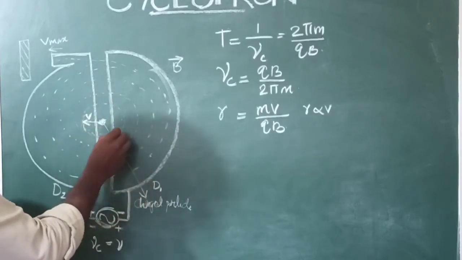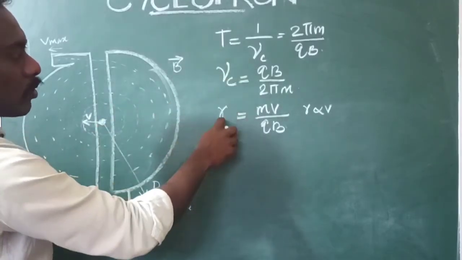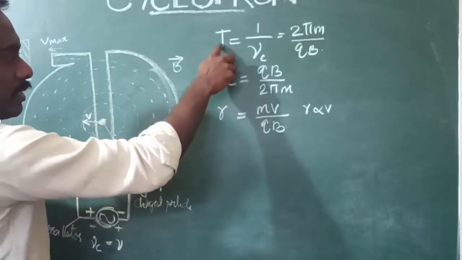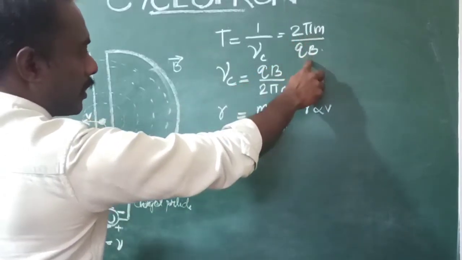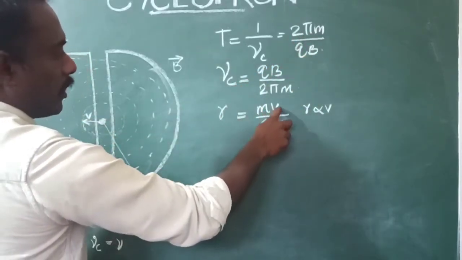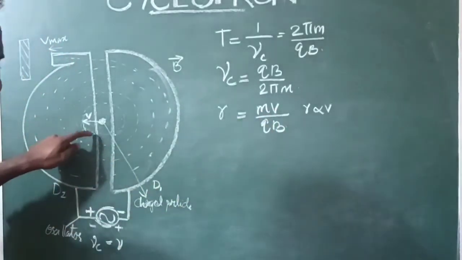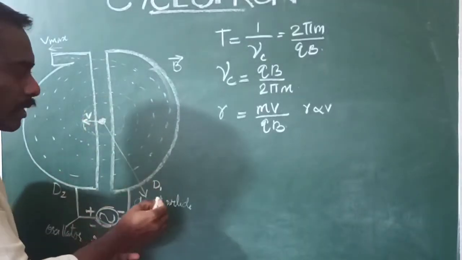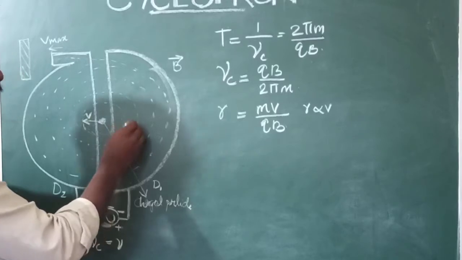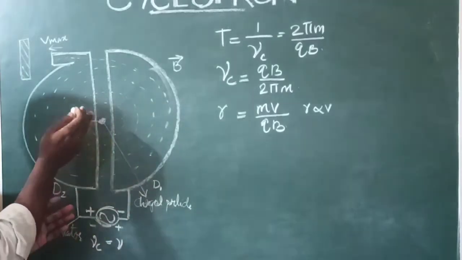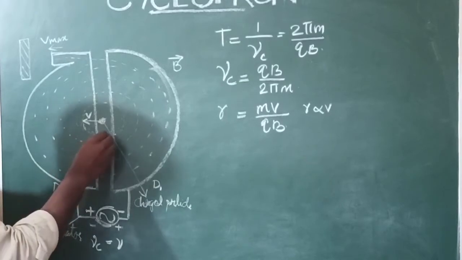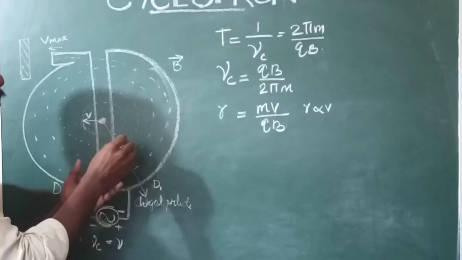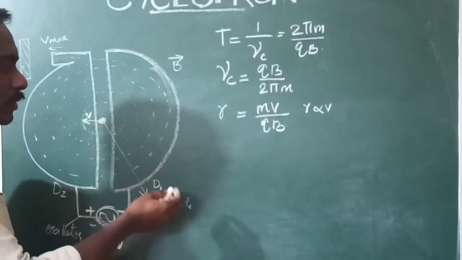It follows the circular path, and the time period and radius of the particle in the D are T and R. T is equal to 2 pi m divided by qB, and R is equal to mv divided by qB. As it moves from D2 to D1, the speed of the particle increases compared to its speed in D2. Why? Because an electric field produced here exerts a force on the particle, and that force accelerates it and increases its speed.